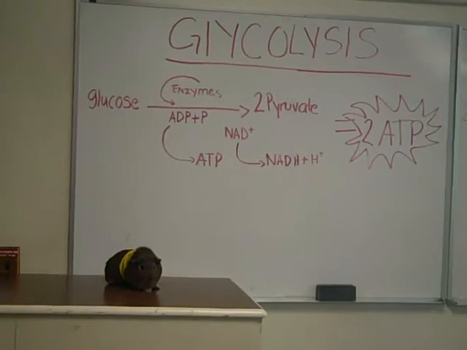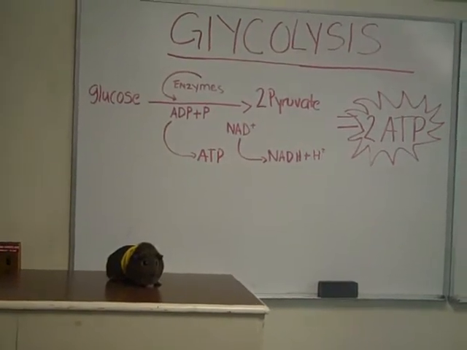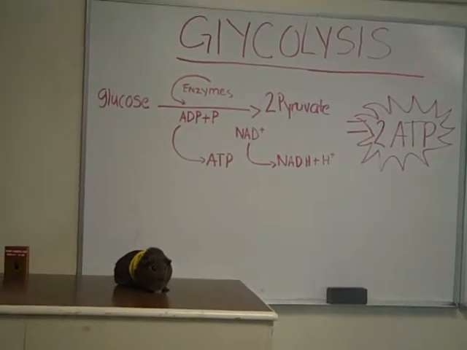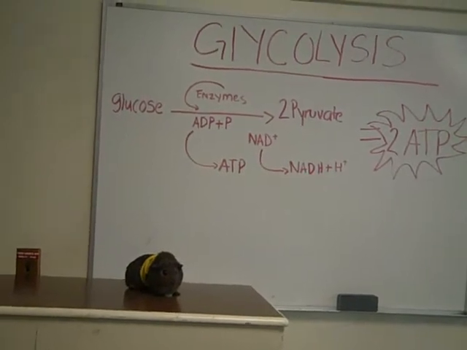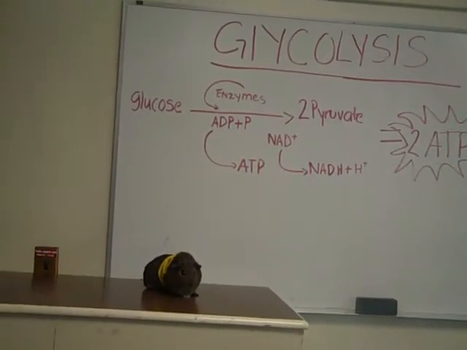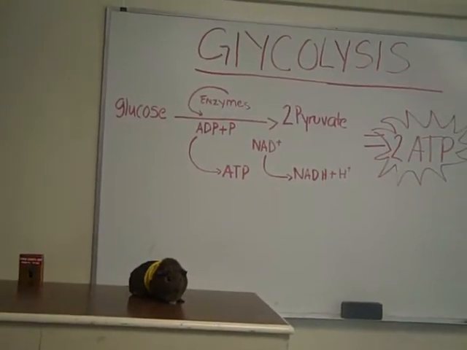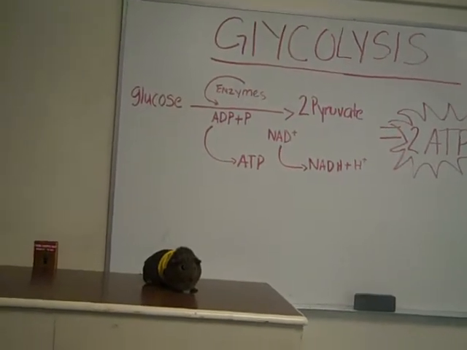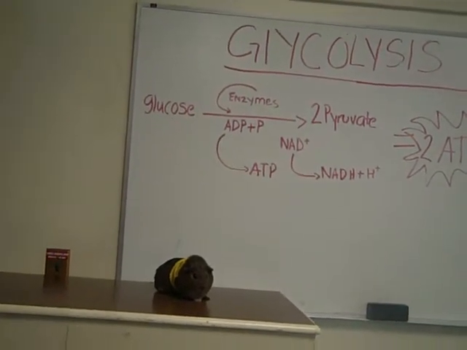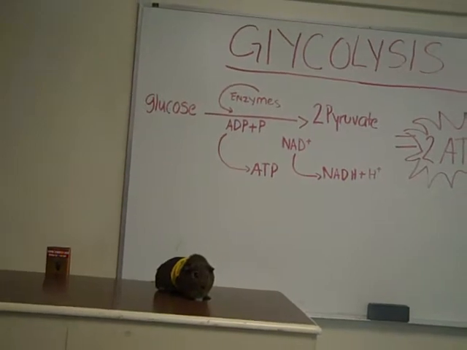Glycolysis is the process where glucose gets converted into 2-pyruvate by enzymes phosphorylating ADP and converting it into ATP. Then NAD+ is converted to NADH + H+. This whole process makes 2 ATP. After this stage is fermentation.